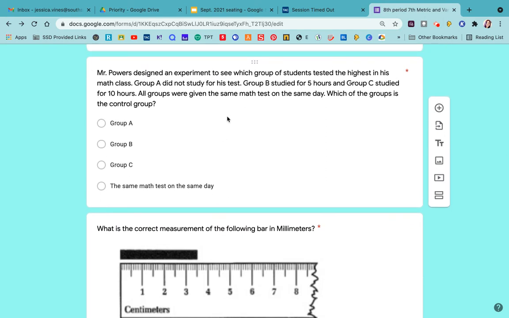Mr. Powers designed an experiment to see which group of students test the highest in his math class. Group A did not study for the test. Group B studied for 5 hours, and Group C studied for 10 hours. All groups were given the same math test on the same day. Which of the groups is the control group? Group A that did not study for his test, Group B that studied for 5 hours, and Group C that studied for 10 hours. Or the same math test on the same day.